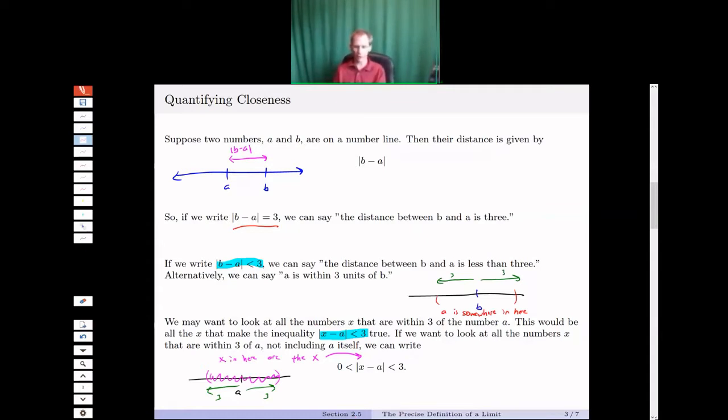And sometimes we might want to exclude the number A. We want to say, all right, I want to look for all of the x's that are within 3 of A, but not A itself. I don't want to think of A as being one of those. That means I just want the distance to not be 0, so we could say the distance is greater than 0. So this part over here on the left, we write this to exclude A from the set.